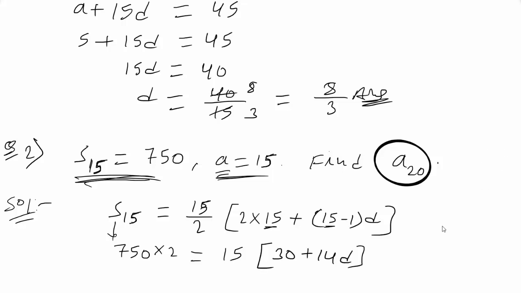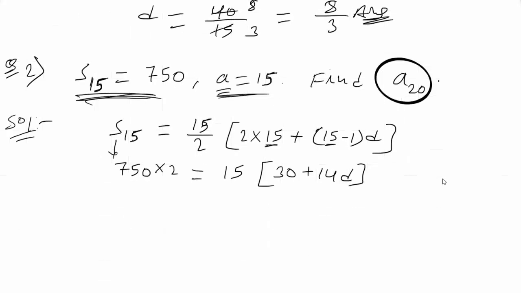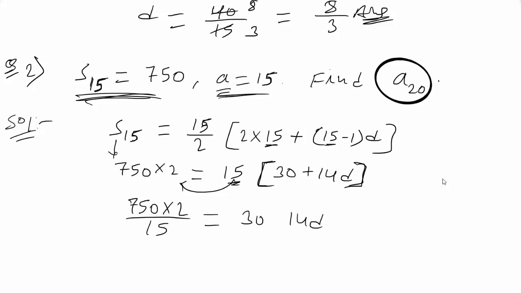Okay. Now see this 15, you can multiply here also, or since this 15 is multiplying the entire bracket, we can take this 15 to that side. It will become 750 times 2 by 15 is 30 + 14d. Go for simplification.